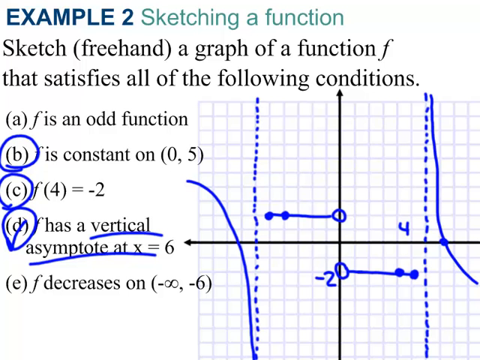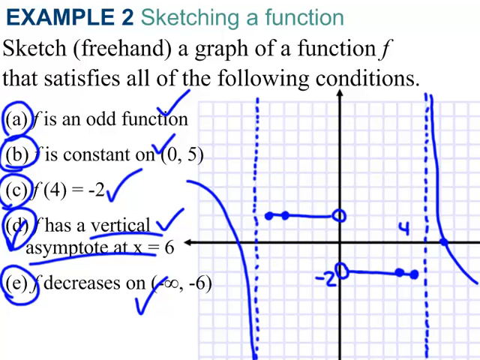All right, and I could call it done at this point, I believe. It is an odd function. It is constant from 0 to 5, x values. It does go through the point 4, negative 2. It does have a vertical asymptote at x equals 6, and it does decrease from negative infinity to negative 6. I could call it done.